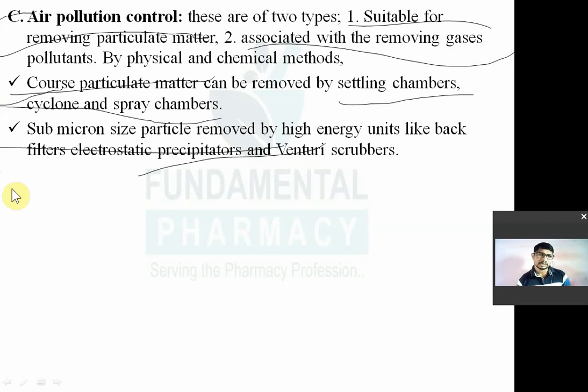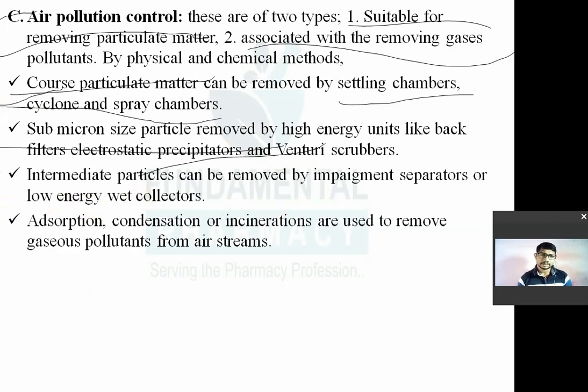Then Venturi scrubbers are also there. They are also working on the same principle. Intermediate particles from the air can be removed by impingement separators and low energy wet collectors. Then adsorption, again adsorption method is there. Adsorption, condensation or incineration are used to remove the gaseous pollutants from airstream.